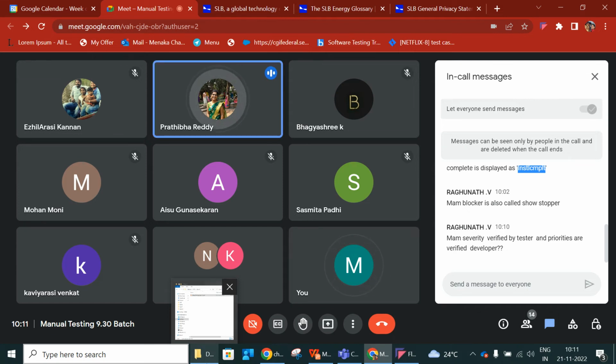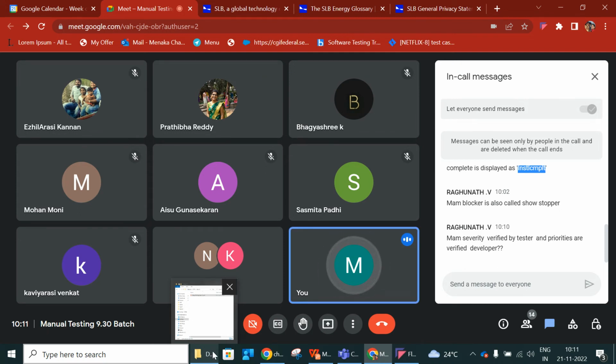See, types of severity and types of priority, you be clear. What types of severity are there? Critical, high, medium, low. And what types of priority? High, medium, low. That is fine. And who will set it? That is also an interview question. You can say the tester will set severity, and priority will be set by the business analyst or developer.